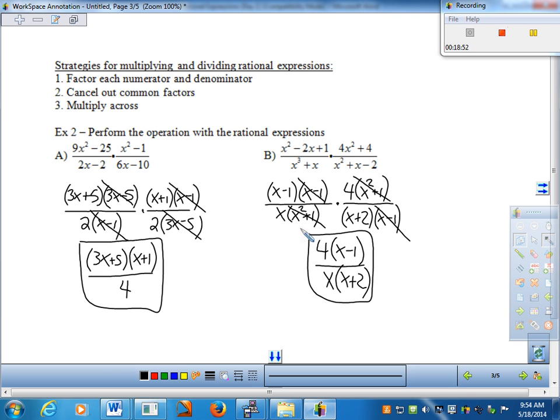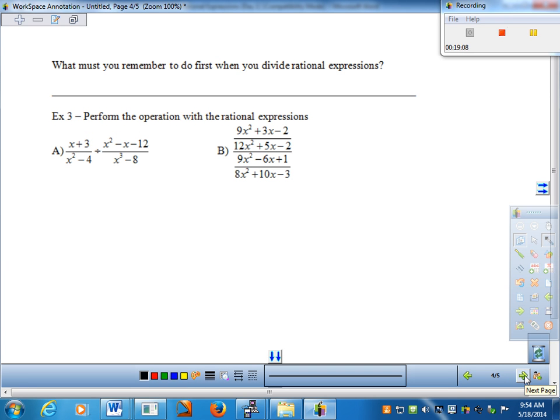All right. So notice the strategies kind of play out nicely with example 2A and B. So just make sure you do see that. Before you cancel anything, just ask yourself, have I factored it? All righty. Let's go get the third component to today's lesson, which is the division.